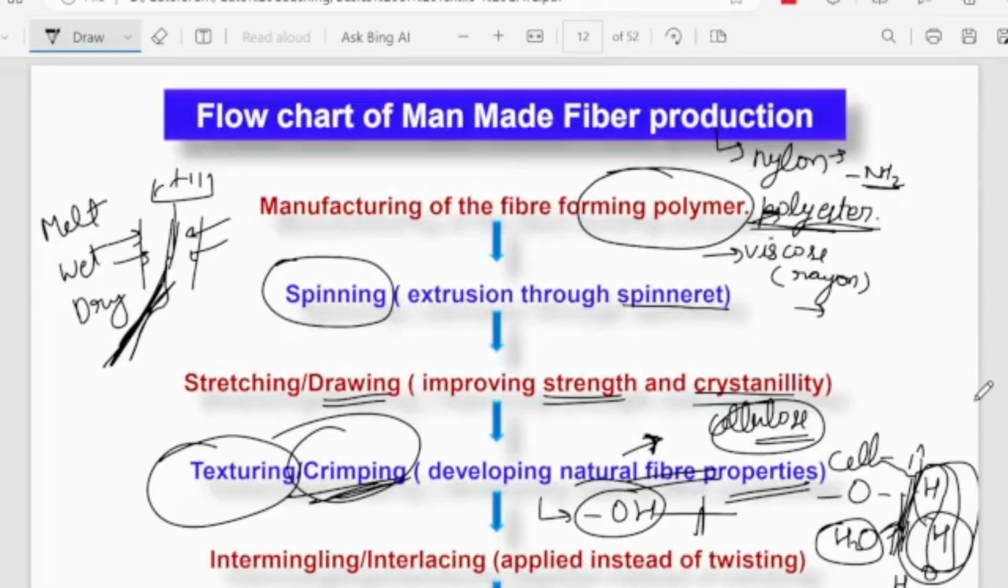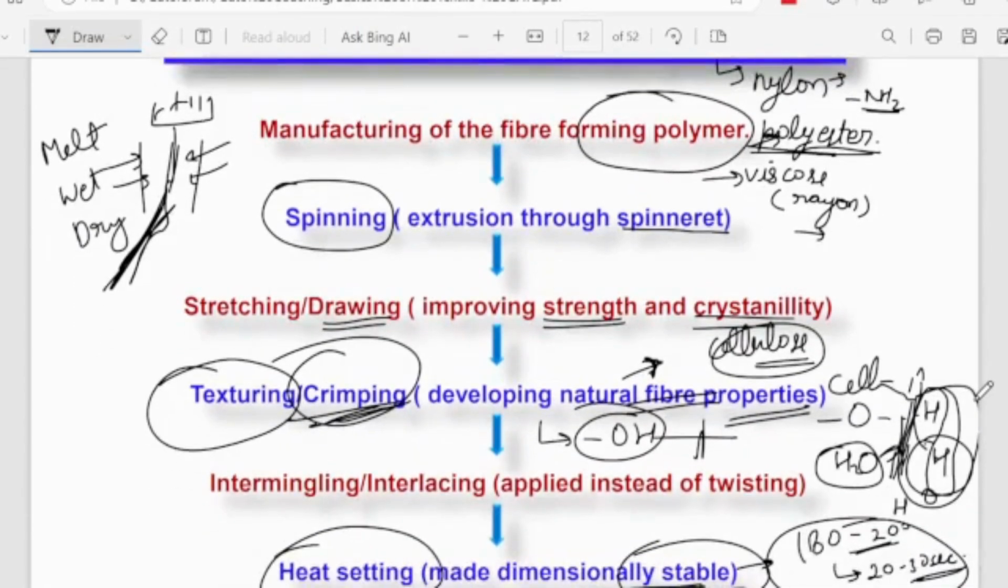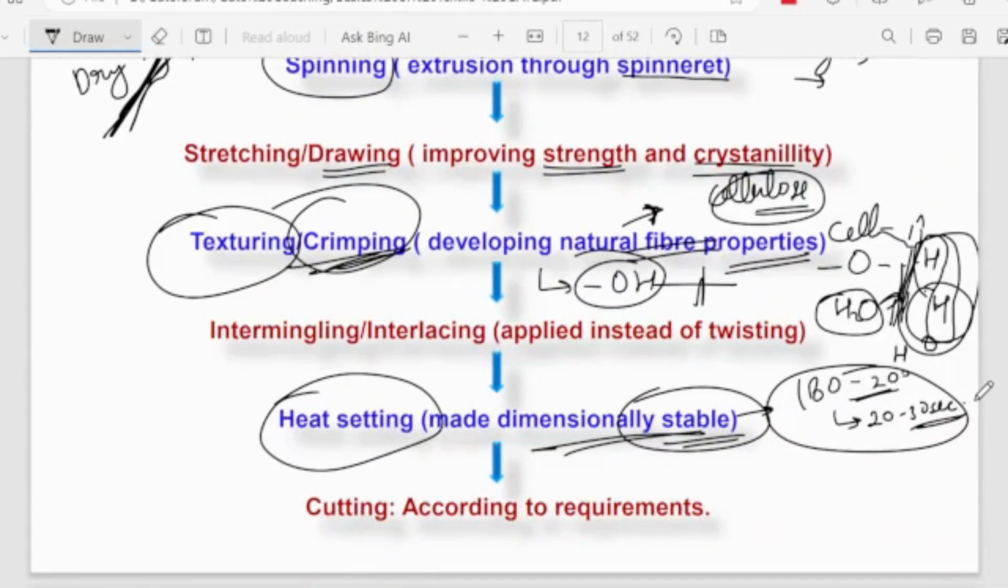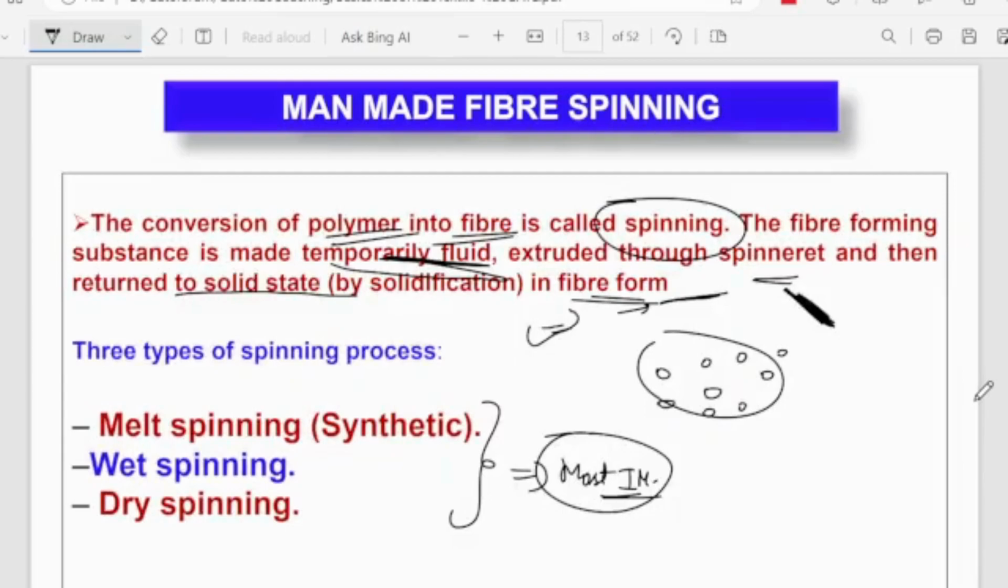So this is the typical formation chart of man-made fiber manufacturing. Here the fiber is formed, then spinning, then stretching, then drying is done, then heat setting, and finally these are cut into fibers. So in this there are different aspects of the spinning process. Spinning means basically synthetic fibers are always spun because they are man-made fibers.